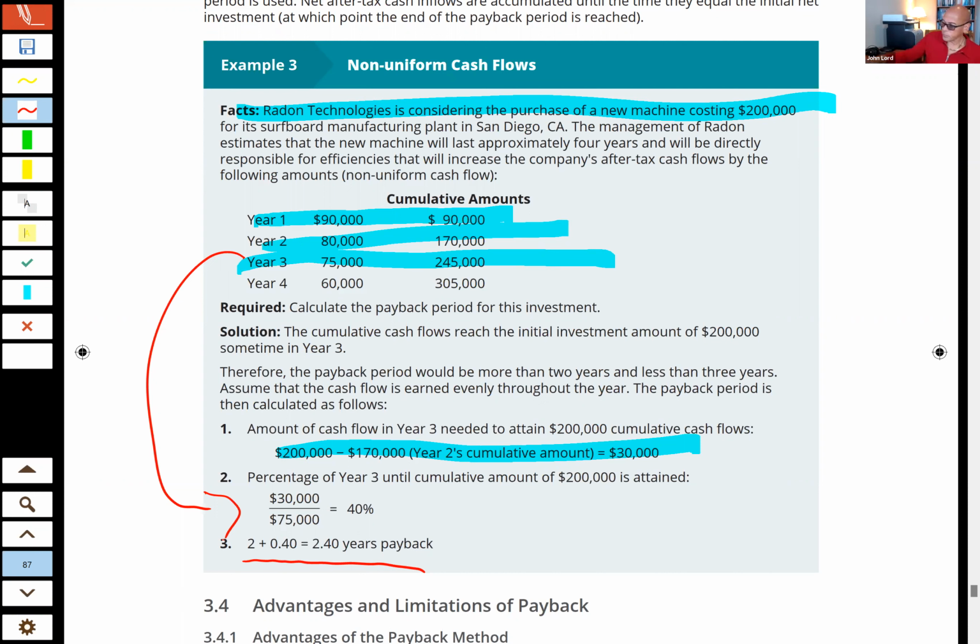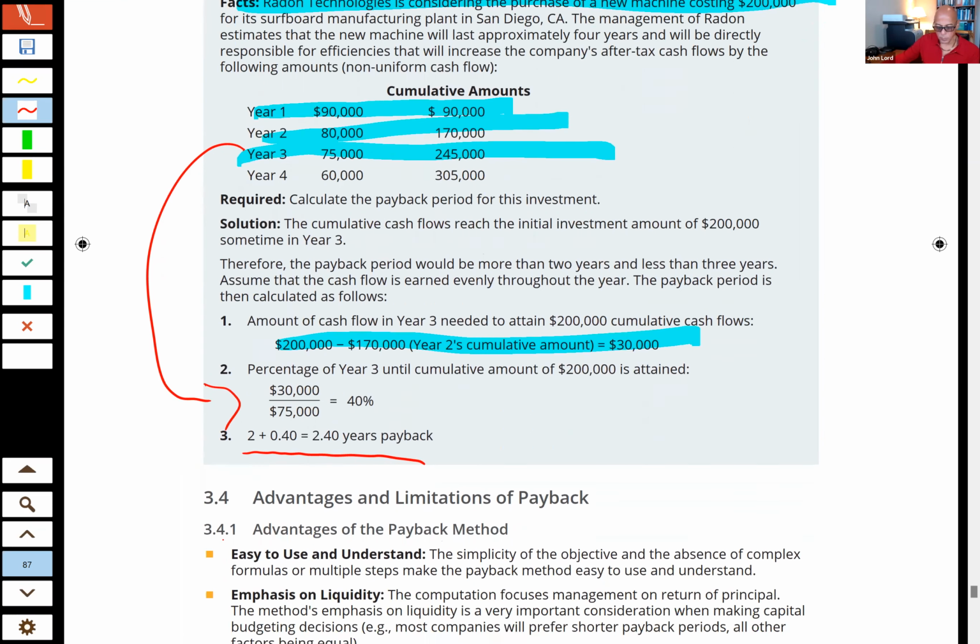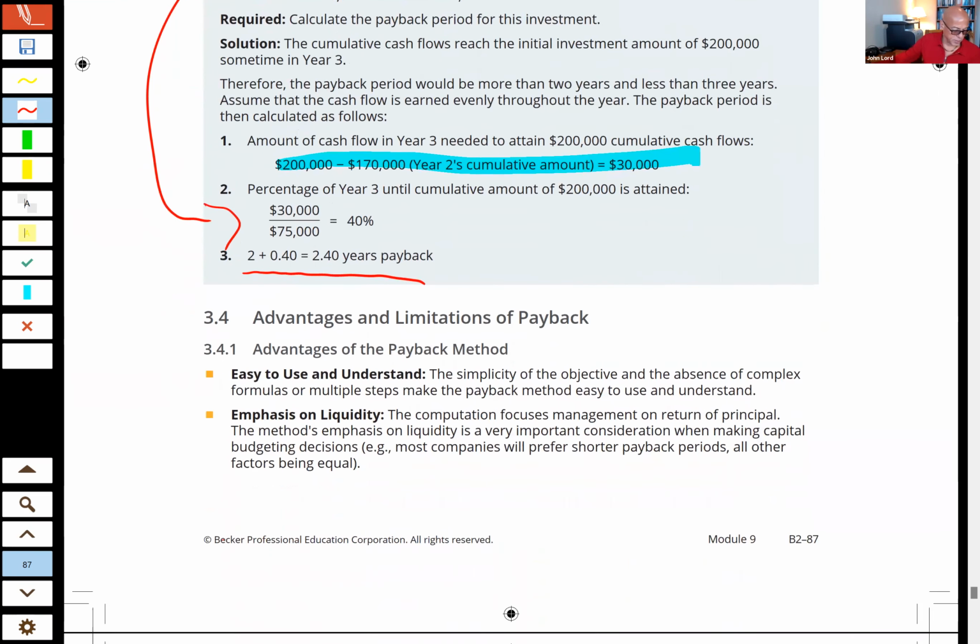Okay, good. Now you come over and let's see what the advantages are of using payback. The advantage is it's easy to use. And I guess there's an emphasis on liquidity. Really, you shouldn't be so desperate that you have to recover the cash flows in a certain amount of time, but maybe in the early stages of the company that might be relevant.